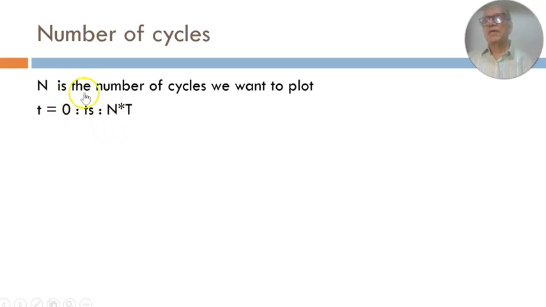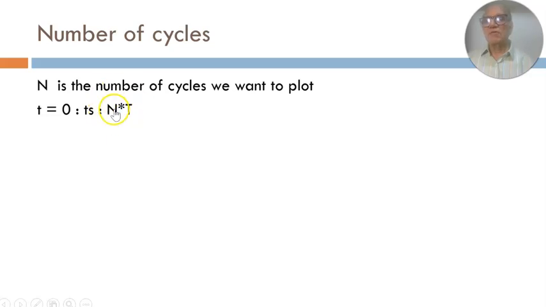So suppose n is the number of cycles we want to plot. So we generate our time array in this fashion: t equal to 0 colon Ts colon nT. This is one of the statements that you can write in the MATLAB program, and this automatically generates an array for t. So when this statement is executed, what the program will do is it will force t1 to be equal to 0, t2 to be equal to Ts, t3 equal to 2Ts and so on, and the final value will be n into T.